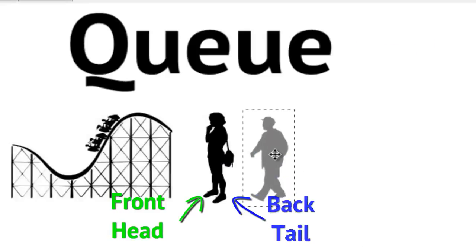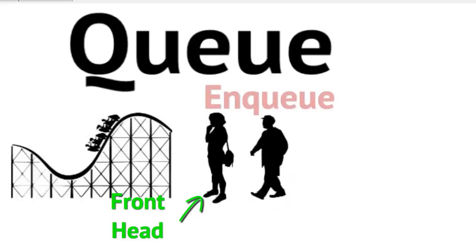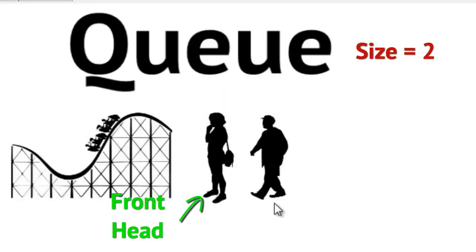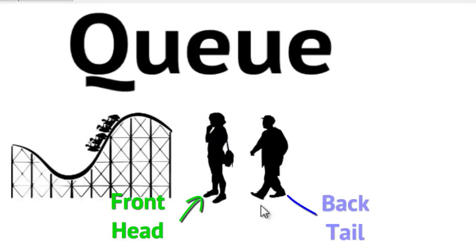And then we could have someone else. Maybe a gentleman comes along who is interested in riding the roller coaster as well, and we would say that he has now been in-queued. This changes the size of our queue from 1 to 2. We have 2 people that have been in-queued, and this lady is now no longer the back of the queue. She's still the front of the queue, and we could also say she's the head of the queue. But this gentleman is now the tail of the queue or the back of the queue.